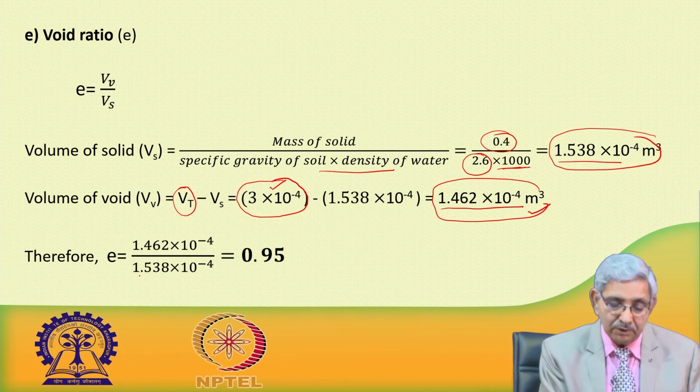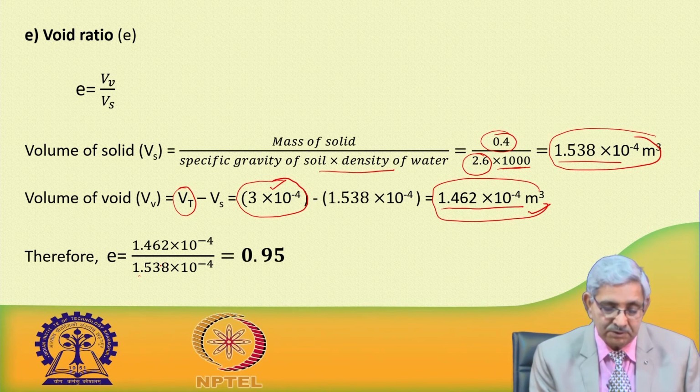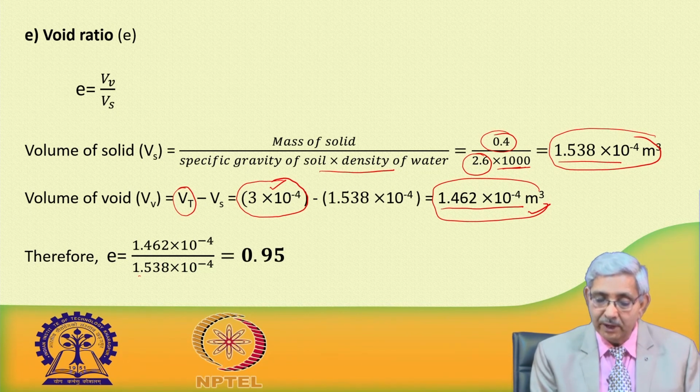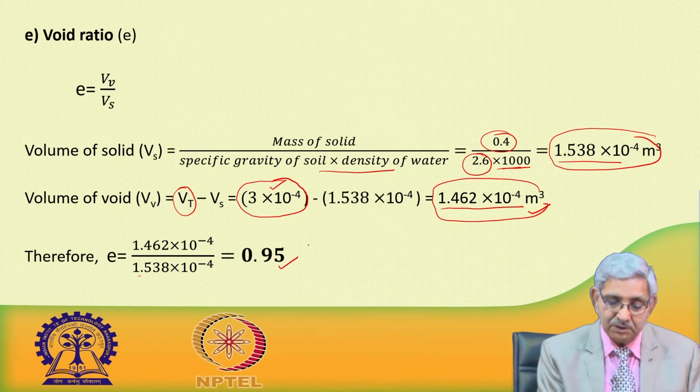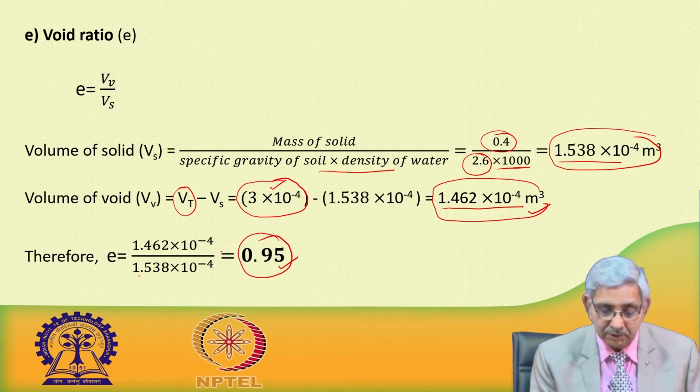When we divide the volume of void by the volume of solid, we get the void ratio as 0.95. So, this is the answer for void ratio in the given question.